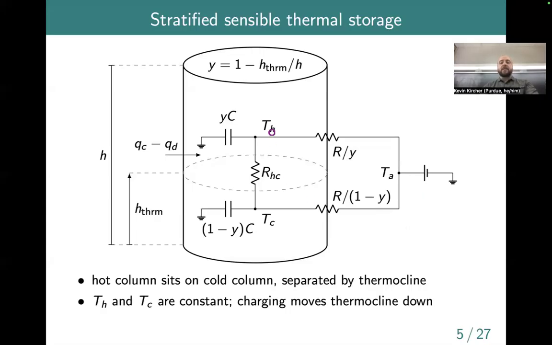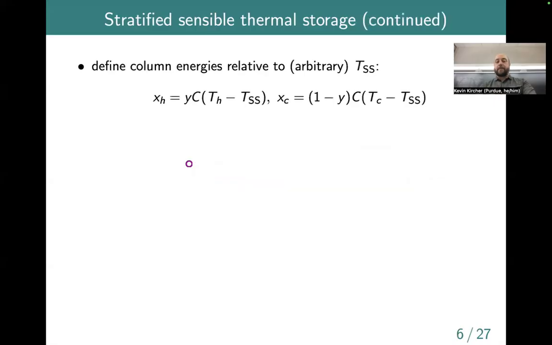Okay, so the assumption here is that the hot layer temperature and the cold layer temperature, the T_H and the T_C, are constant. And so the only thing that changes really is the height of the thermocline. So really we need just one equation that describes the evolution of the height of the thermocline in terms of what's happening thermally with all these heat transfer pathways. And if we can write down that one equation, then we fully characterize the state of the tank.